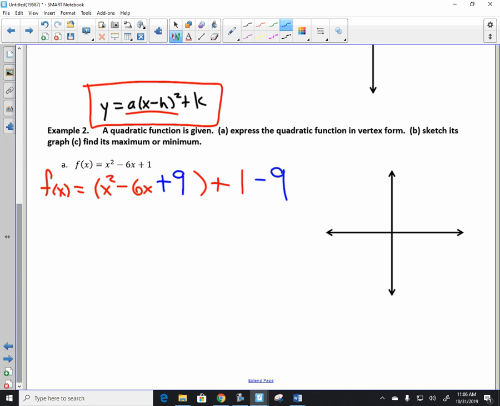Now, the reason why this is fully acceptable is because I have added and subtracted 9 to the same side of the equation. What's the net change of plus 9 and minus 9? The net change is 0. And if the net change is 0, we haven't changed the equation, have we? So therefore, this factors to f of x is equal to (x minus 3) quantity squared minus 8.